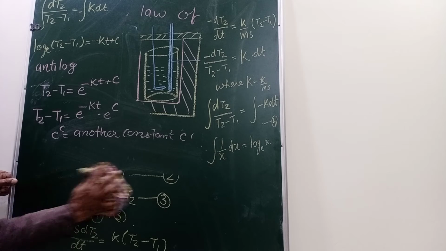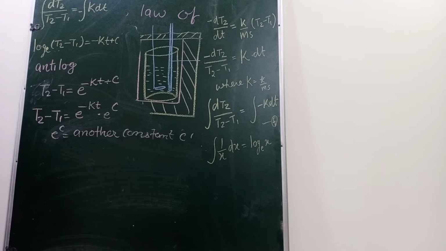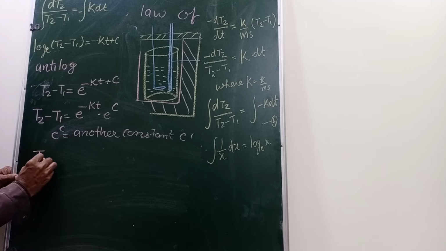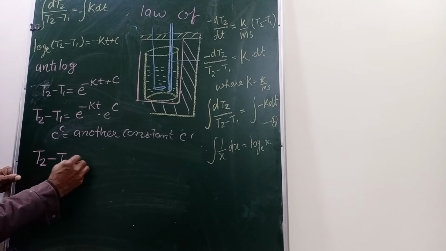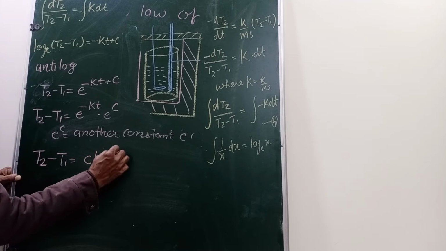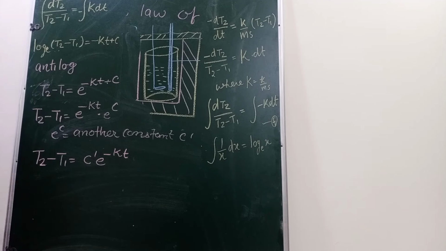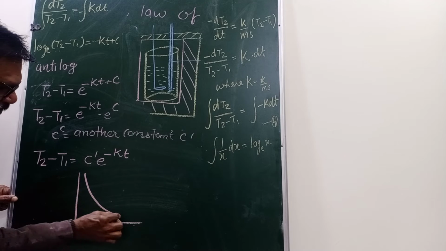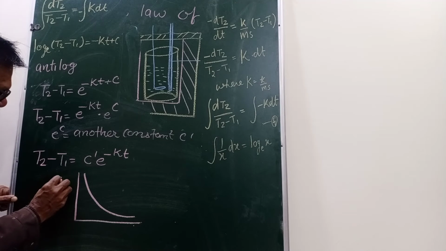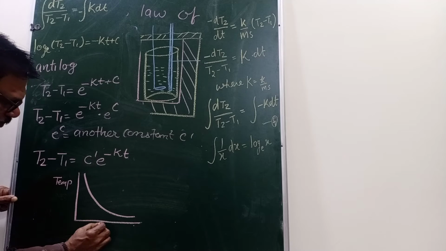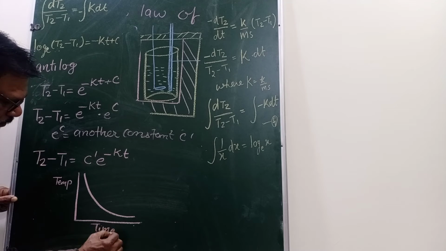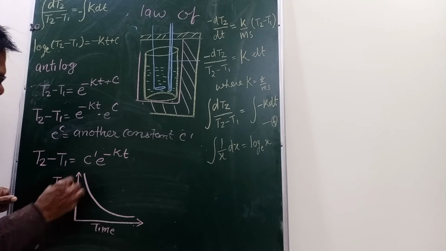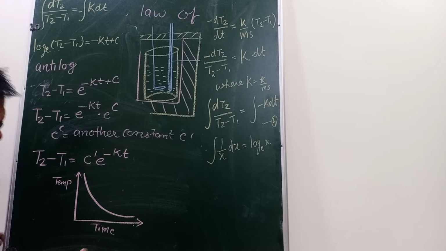Therefore the whole equation will be T2 minus T1 equal to c dash e to the power minus kt. And this is only Newton's law of cooling, if the hot body is losing its temperature. The graph will be a decreasing graph. Here we have temperature, and here we have time, the graph between temperature and time in minutes.